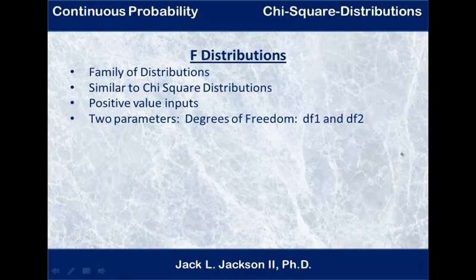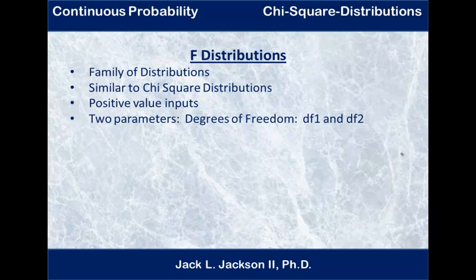Okay, one more family of distributions we're going to look at in this video. That's the F distributions. And the F distributions are very similar to the chi-square distributions. And again, they have positive value inputs. They basically start at the origin and go up and come back down, a very similar shape to the chi-square distributions.